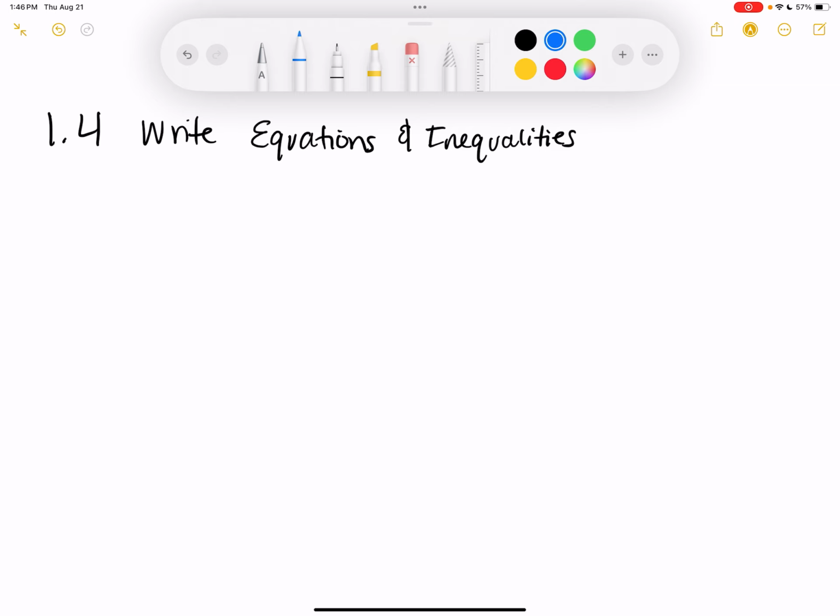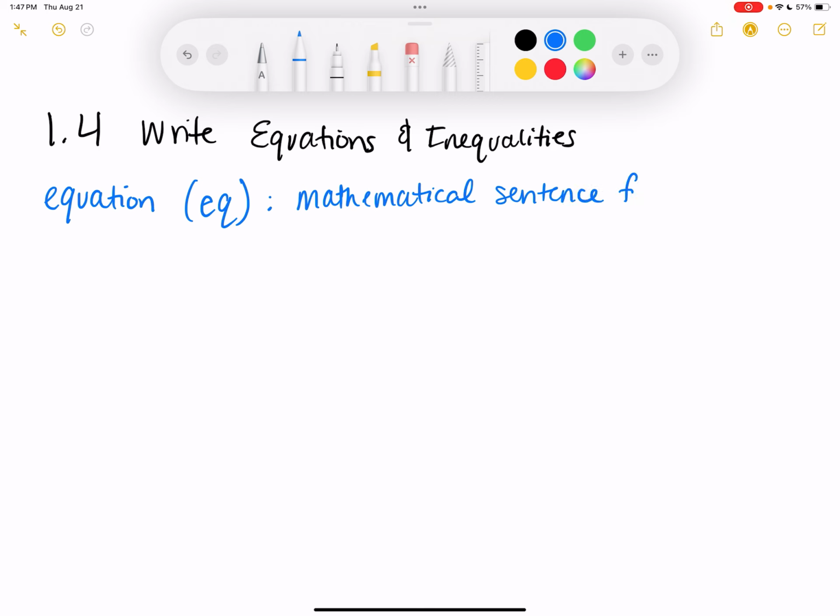So an equation, and just for reference, sometimes I'll abbreviate equation as EQ just as shorthand. So if you see that, just know that that's what it means. But it is a mathematical sentence formed by placing the equal symbol between two expressions. Now, it could be two whole expressions.